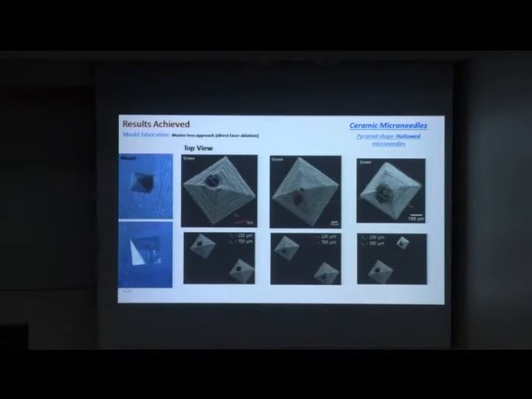So we have different pyramid base sizes. Here, this size is the same as this one. We have the size here. We have two hole dimensions. One is 150 micrometers, another one 100 micrometers. This one is almost half the size of this big one.